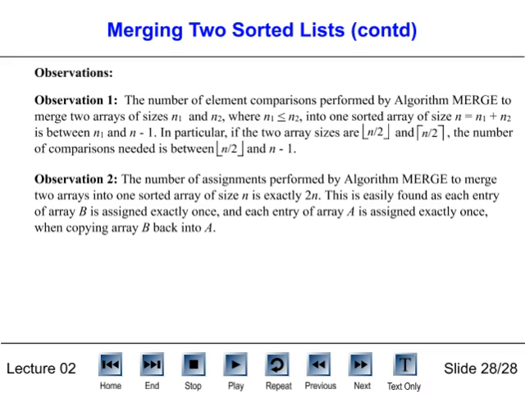Observation 2. The number of assignments performed by algorithm merge to merge two arrays into one sorted array of size n is exactly 2n. This is easily found as each entry of array B is assigned exactly once, and each entry of array A is assigned exactly once when copying array B back to A.